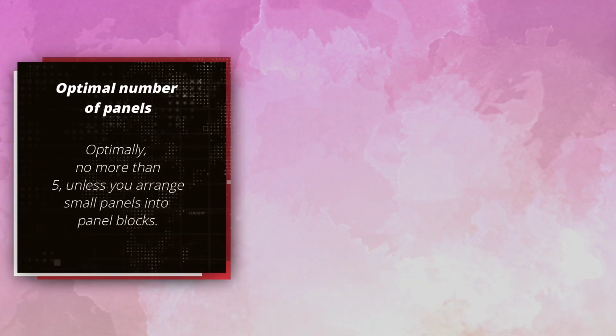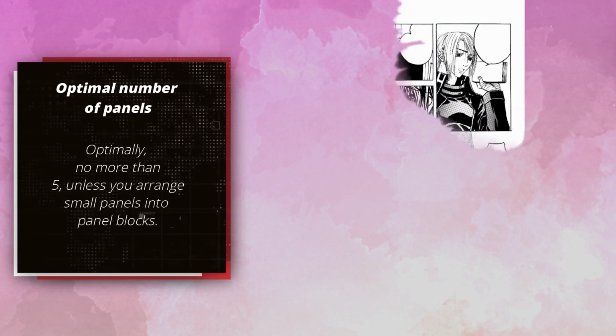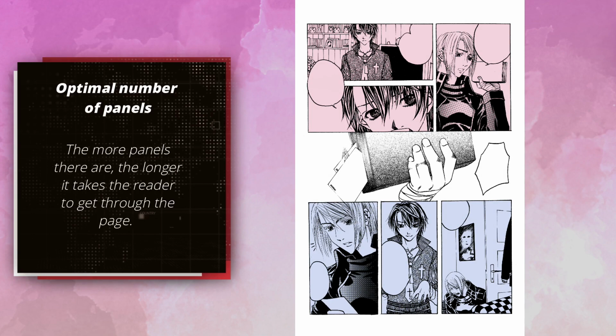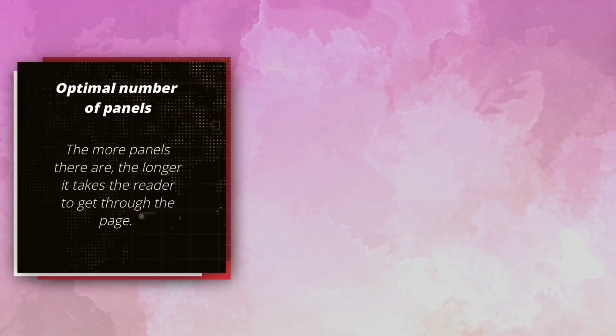The paneling. Optimally, your pages should not have more than 5 panels unless you order them in panel blocks. The more panels there are, the longer the path your reader has to walk in order to get through the page, with lots of twists and turns like a mountain road.